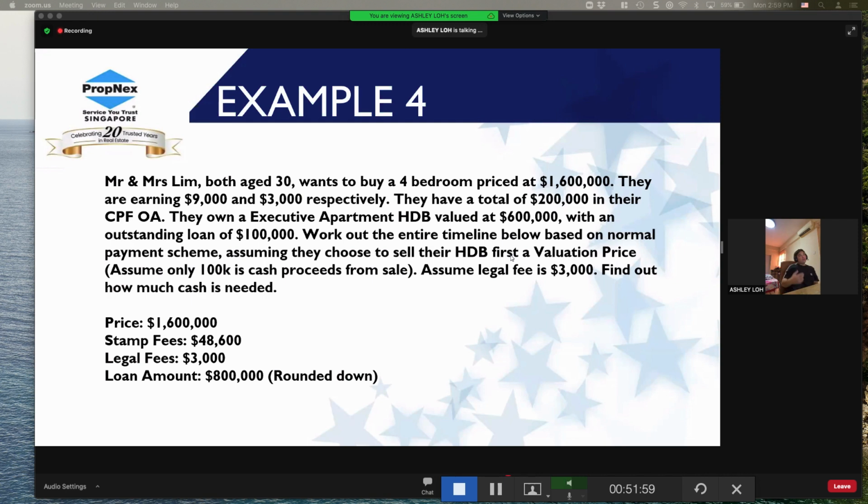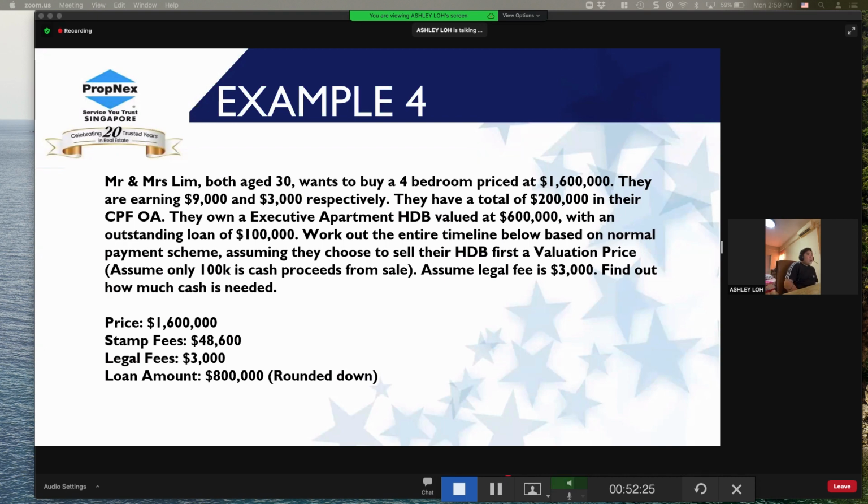Okay, so we go through the most important information first. Both are age 30, want to buy a 4 bedroom at 1.6 million. Again, sorry, I should have put EC over there. Both are earning 9,000 and 3,000 respectively. They have a total of 200,000 in their CPF OA. And they own an executive apartment valued at 600,000, with an outstanding loan of 100,000.